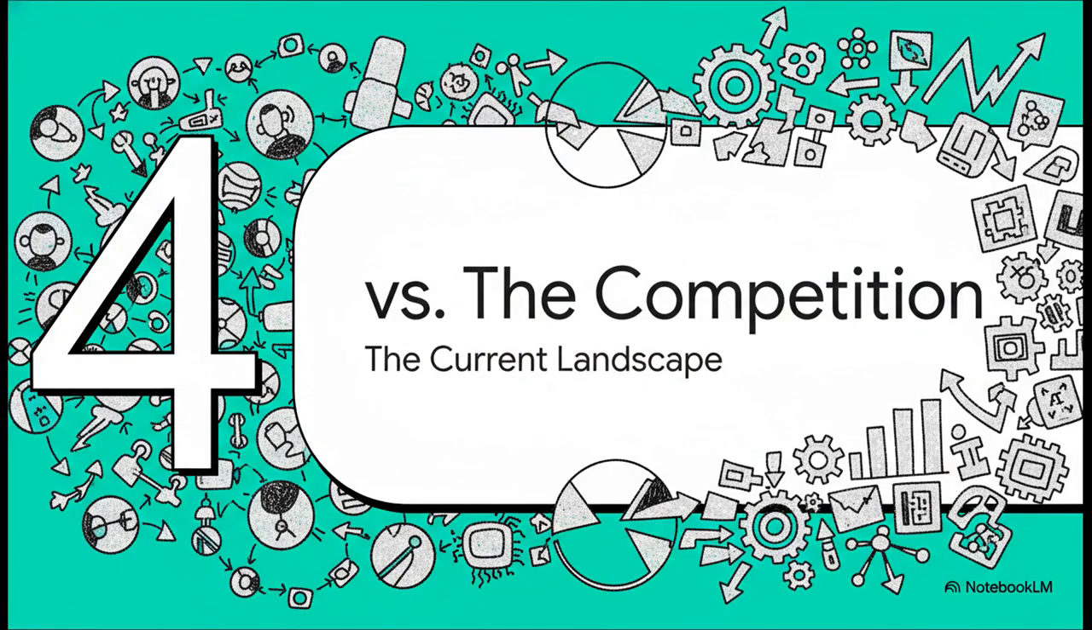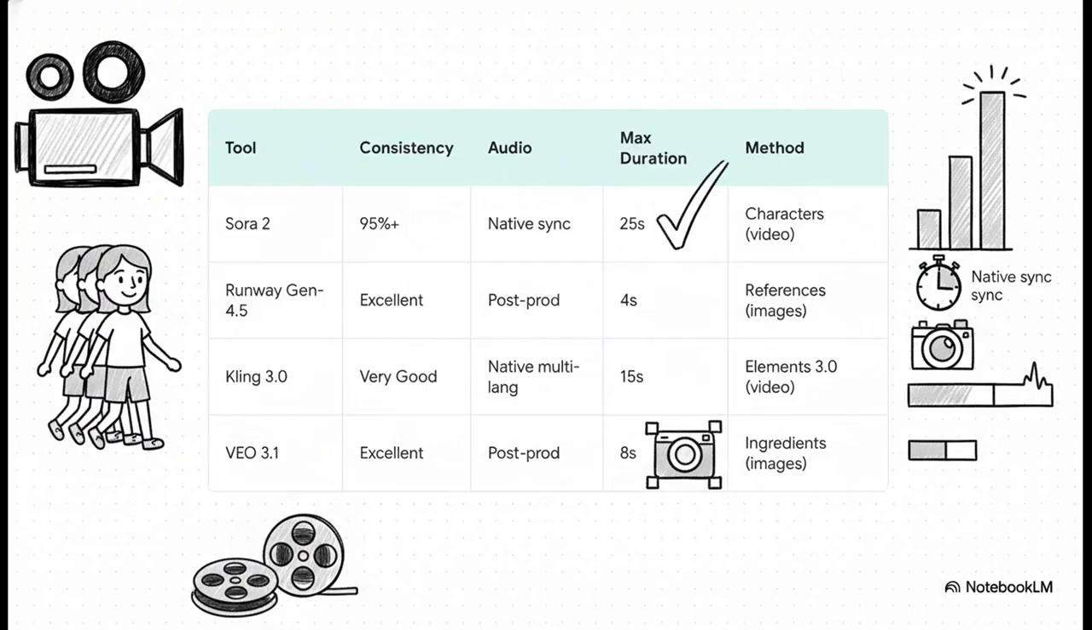Okay, so we know Sora 2 has this amazing new feature, but it's definitely not operating in a vacuum. So how does it really stack up against the competition here in early 2026? When you lay it all out like this, Sora 2's advantages really pop. I mean, sure, competitors like Runway and VO get excellent consistency from still images, which is impressive, but Sora's video-based characters, that 95+% accuracy, the native audio sync, and that much longer 25-second runtime, it just puts it in a totally different league for telling a continuous, believable story.